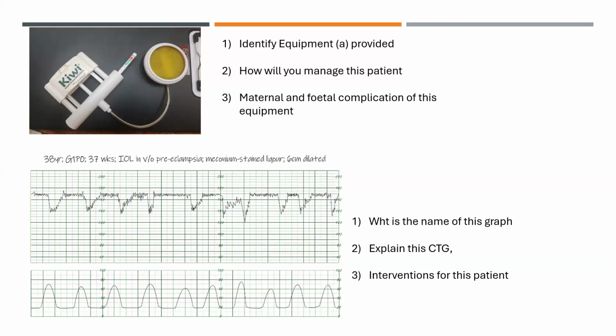We have a CTG here. We have a 38-year-old gravida 1 para 0 at 37 weeks of gestation. There's been induction of labor in view of preeclampsia and meconium stained liquor, and she is currently at 6 centimeters of dilatation. What is the name of this graph? Okay, we've already explained that, CTG. Explain this CTG using the DR C BRAVADO method that we talked about, and interventions for this patient as well.